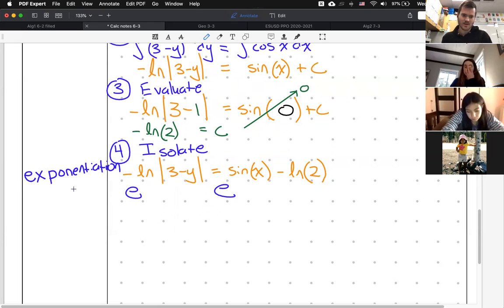Why does this work? Well, check this out. I guess I should have got rid of the negative sign right now. Let me do that really quickly. I'm going to magic it away. I'm going to multiply both sides by negative 1. This is now a positive. This is now a negative. This is now a positive.